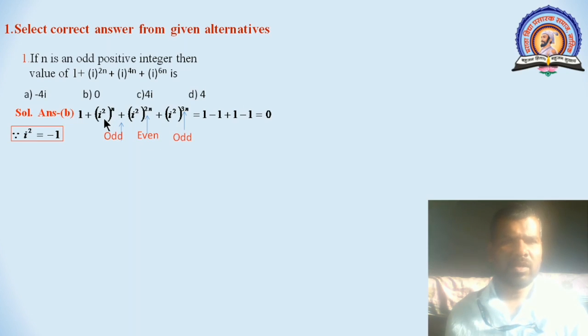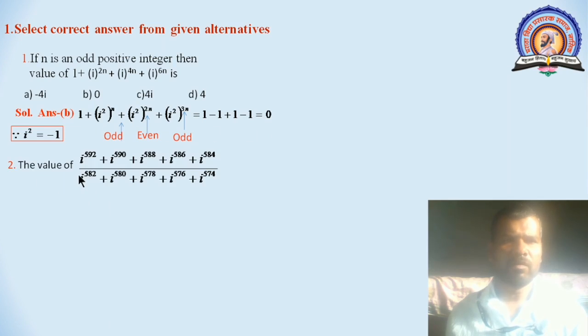We'll put this value in. Minus 1 raised to n, where n is odd, will be minus 1. Minus 1 raised to 2n is even, so it will be plus 1. Minus 1 raised to 3n will be minus 1. On calculating, we get the value 0. The answer is 0.